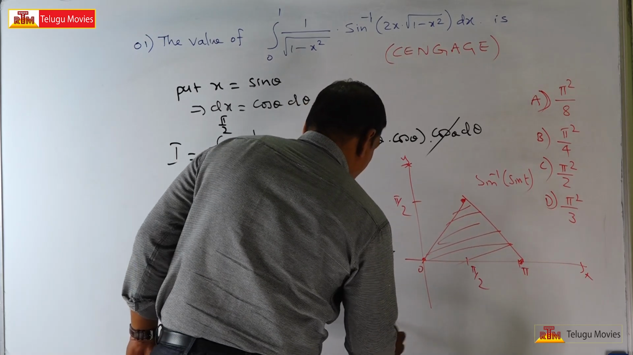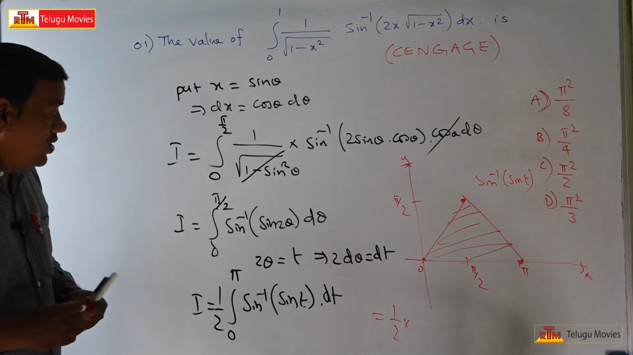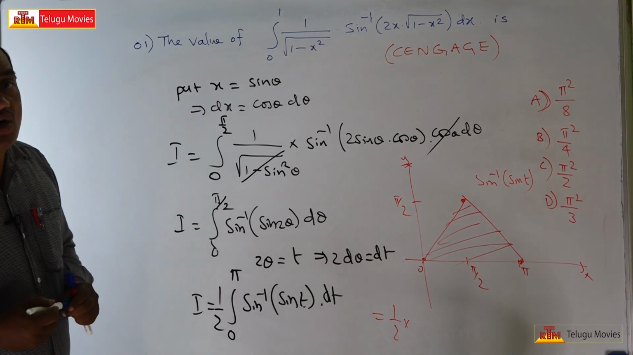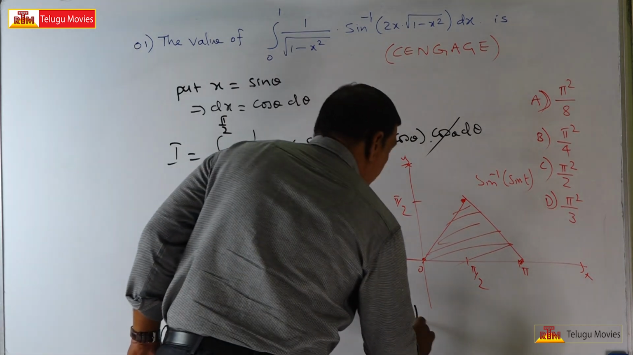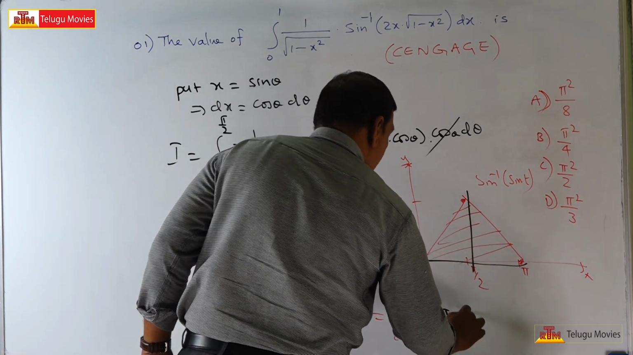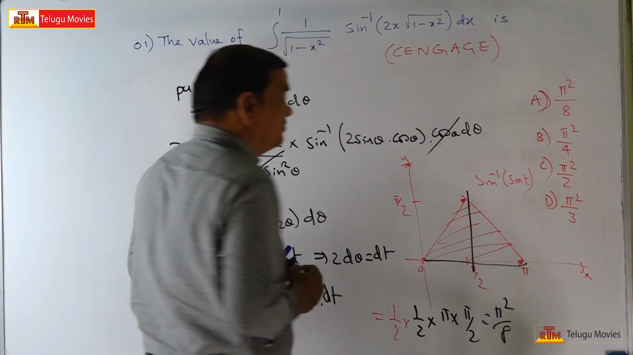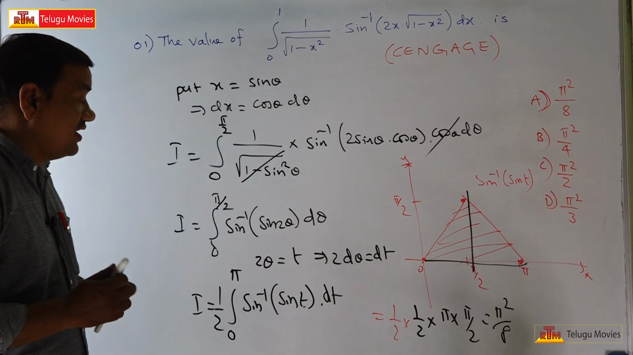That means 1 by 2, already it is in the problem, 1 by 2. And what is the area of the triangle? Half into base pi into height pi by 2. So altogether this is pi square by 8. This pi square by 8 is your correct answer.